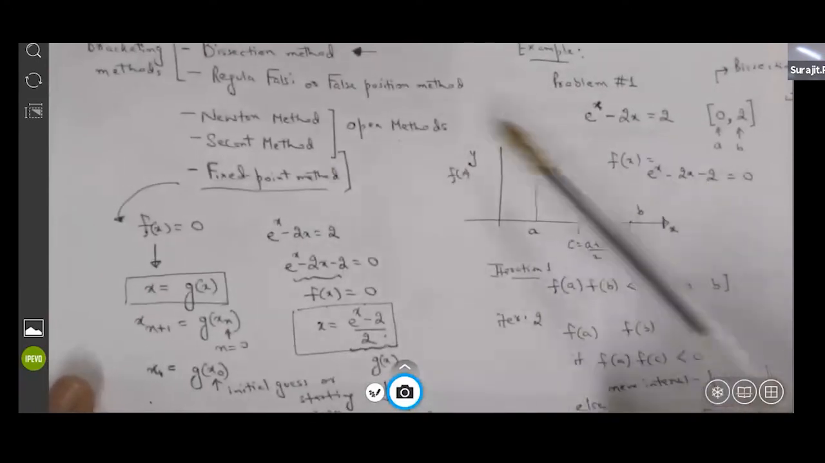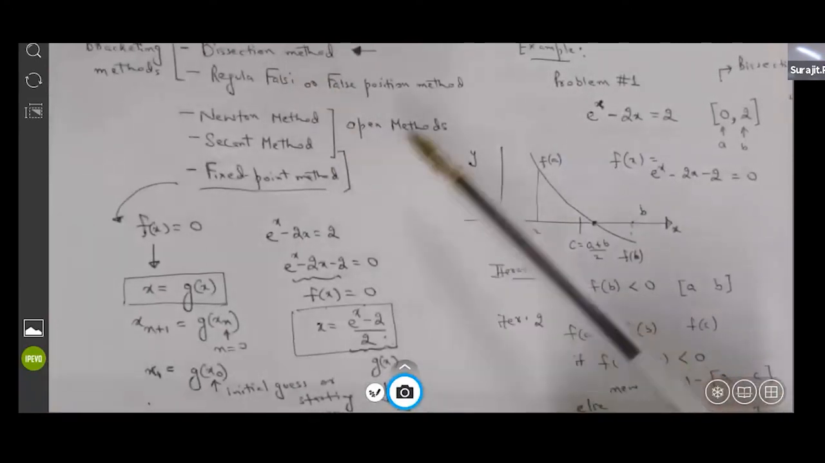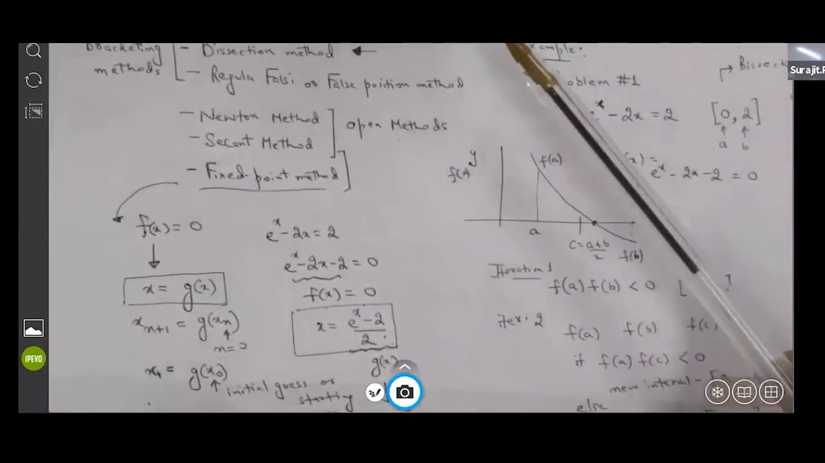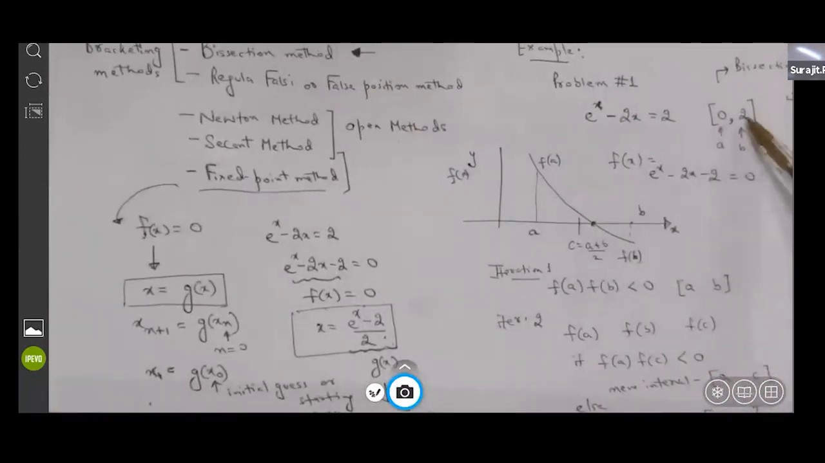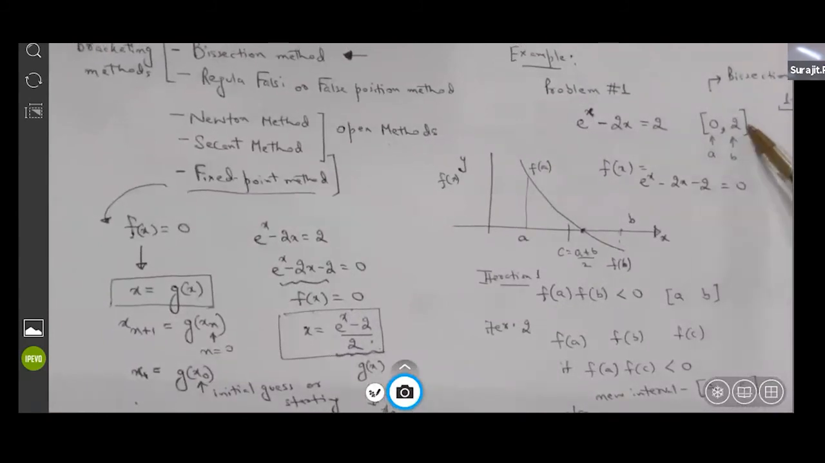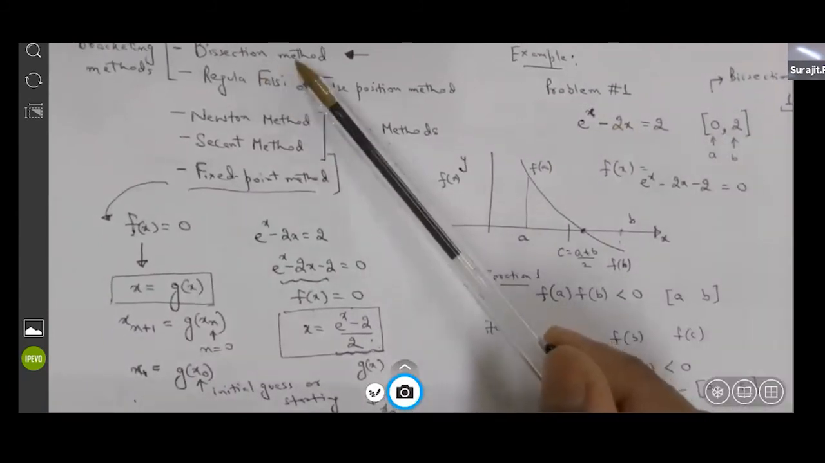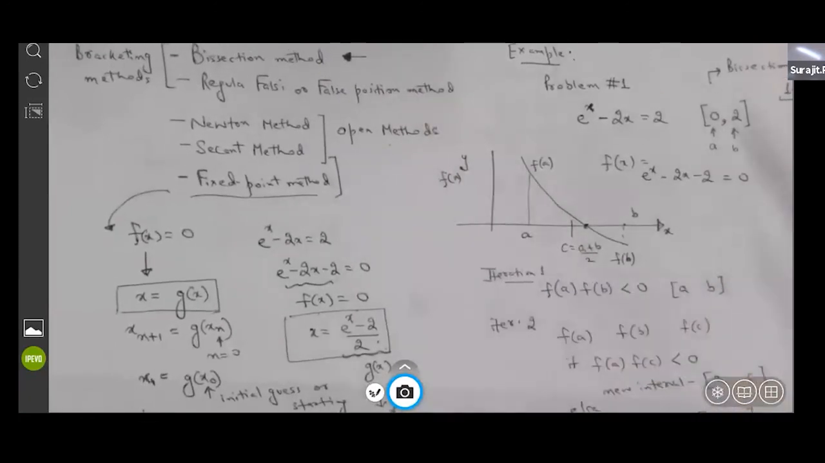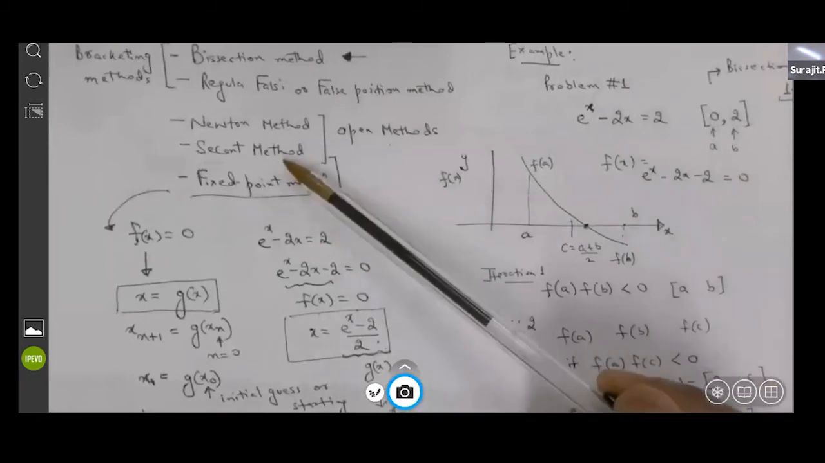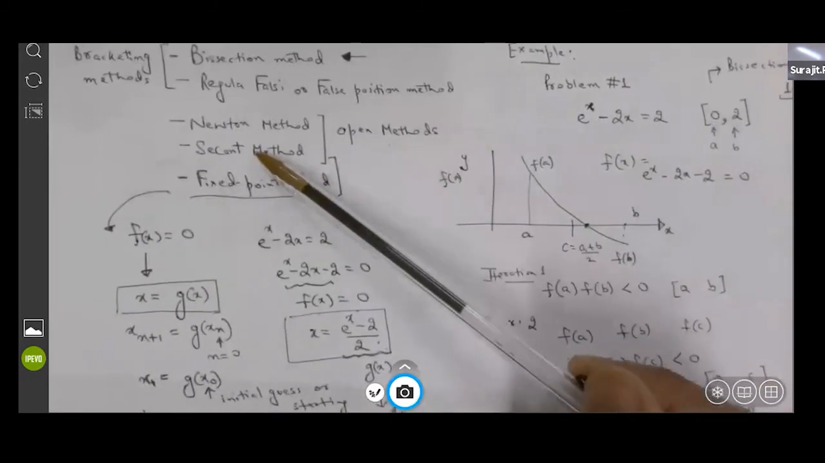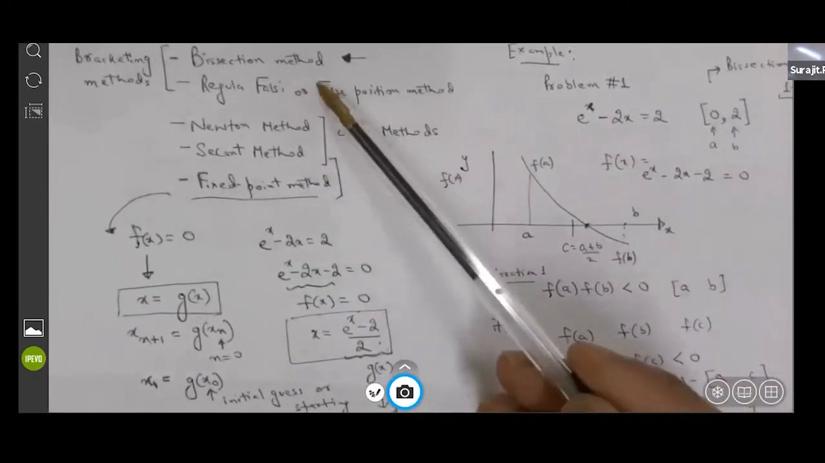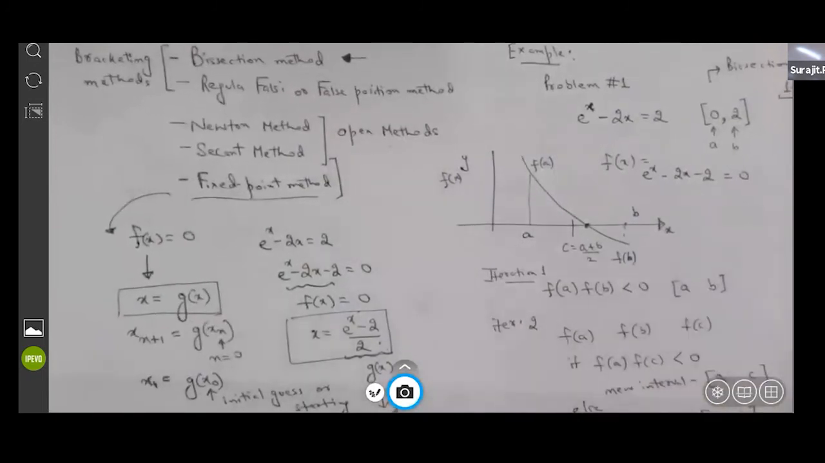What these methods we have learned so far are nothing but different tools we have. The bisection method is a specific tool. If you know that a specific interval exists for the root, then you can use bracketing methods, the bisection method or the false position method. Or if you do not have any information about the interval of the root, you can start with open methods. You can do the Newton method, secant method, fixed point method, any technique that you think will help you to get the root. So these are just tools or techniques that will help you to get the roots of the equation.